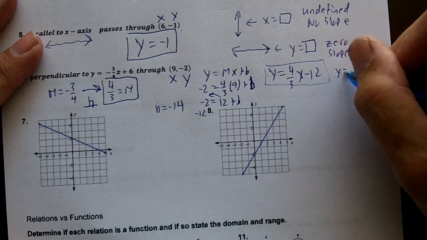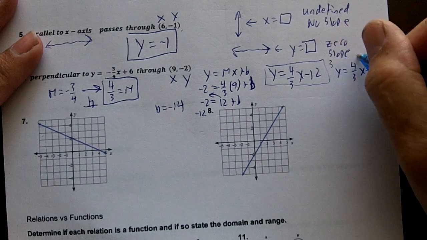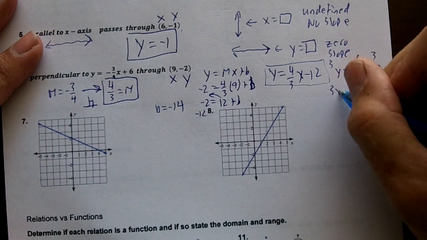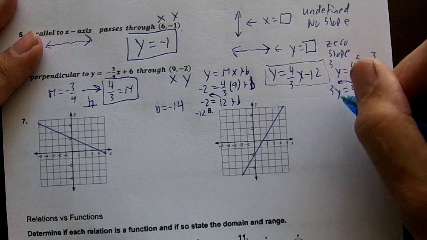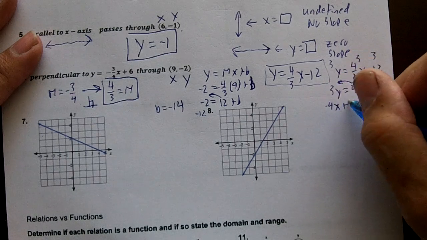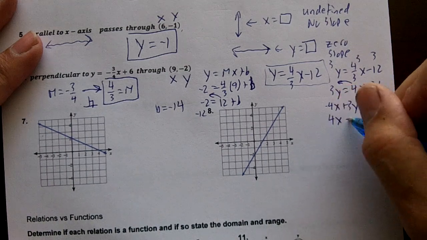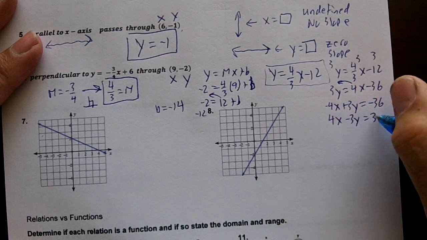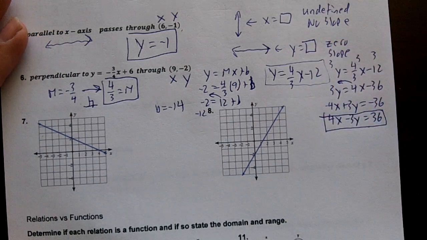Now then I'm going to write it again and change it to standard. So I'm going to multiply everything by 3. So 3y equals 4x minus 42. Move over by 4. Plus 3y equals -42, and switch all the signs so my x is positive. This is standard. So y-intercept and standard, you got to be able to get both.